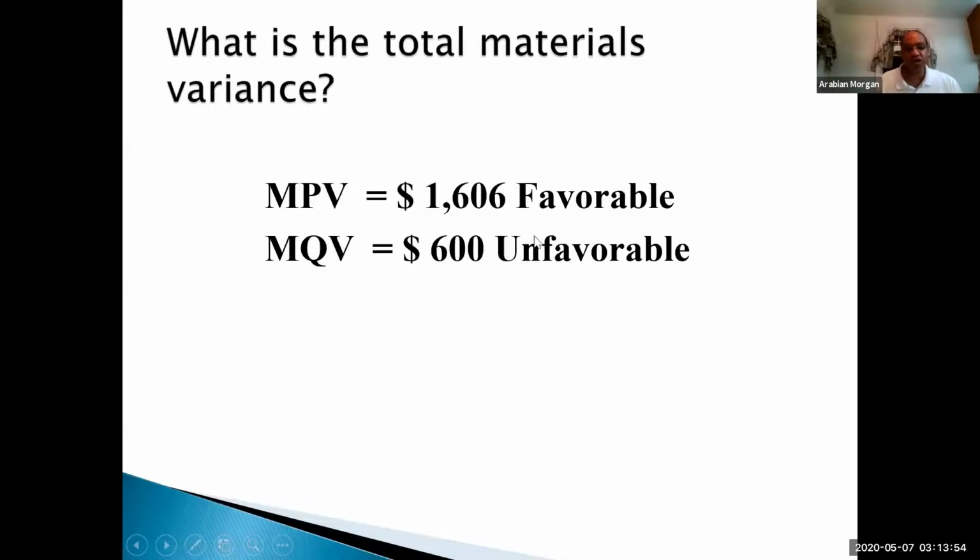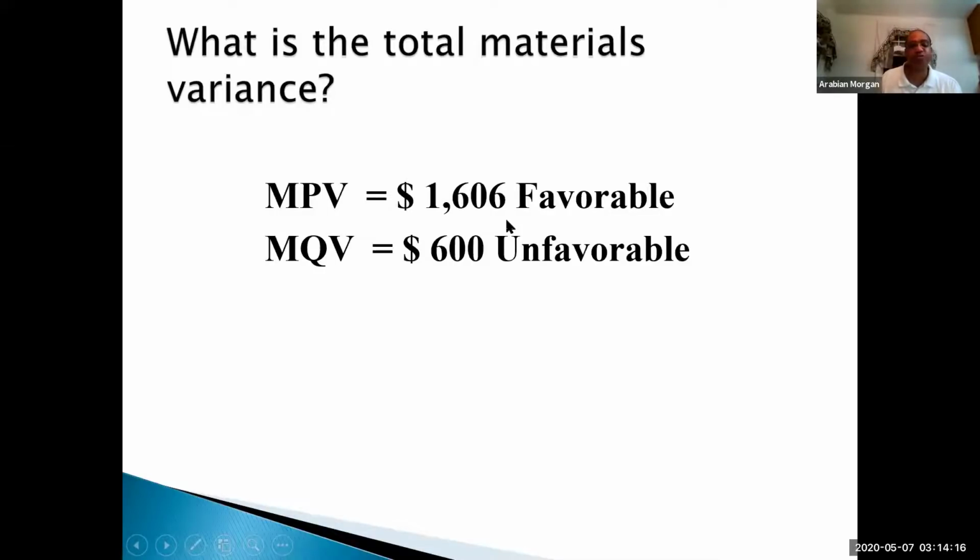If the two words are the same, we would add the two numbers together. So here's what I mean by that. These two, one is favorable, the other is unfavorable. Because those words are different, I'm going to subtract $600 from the 1606.